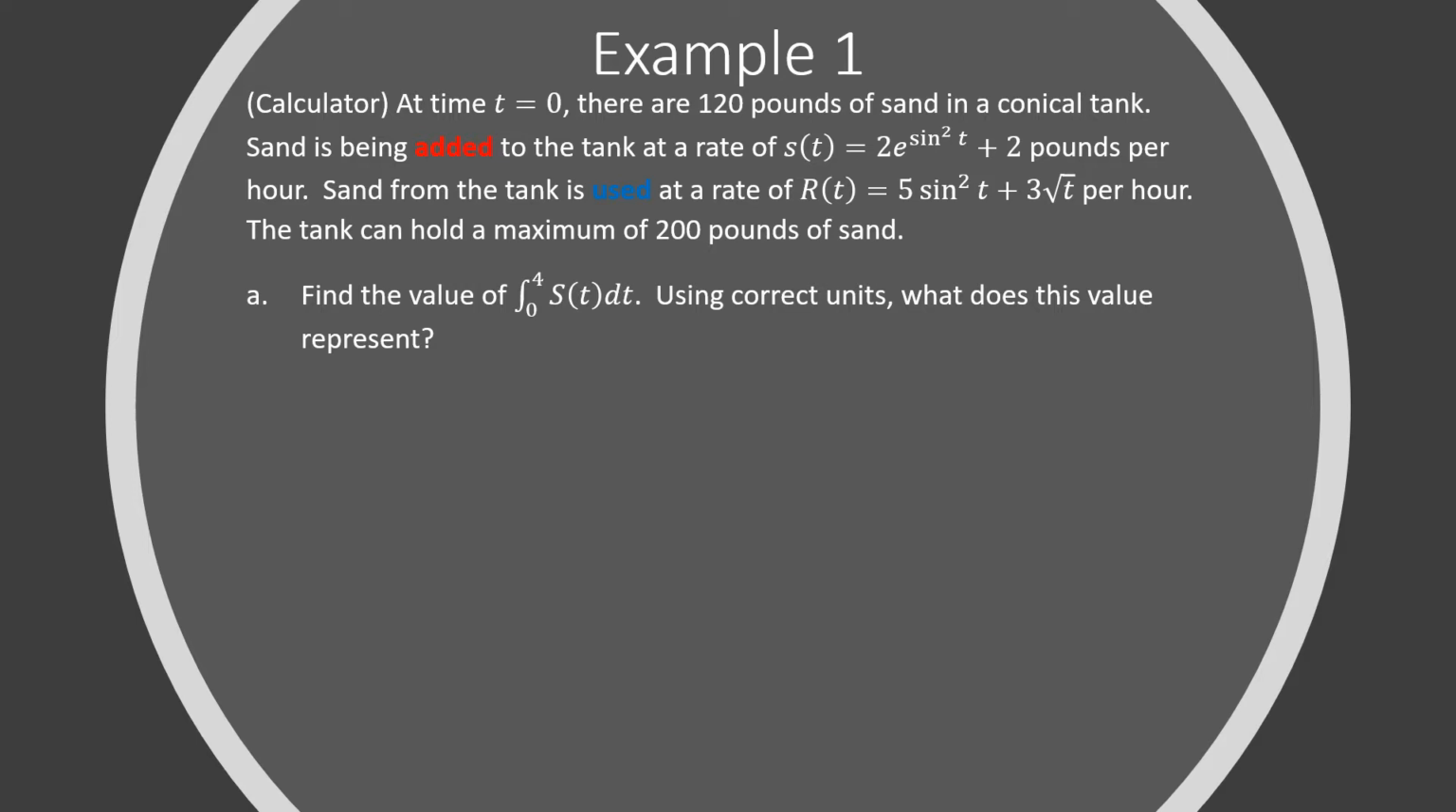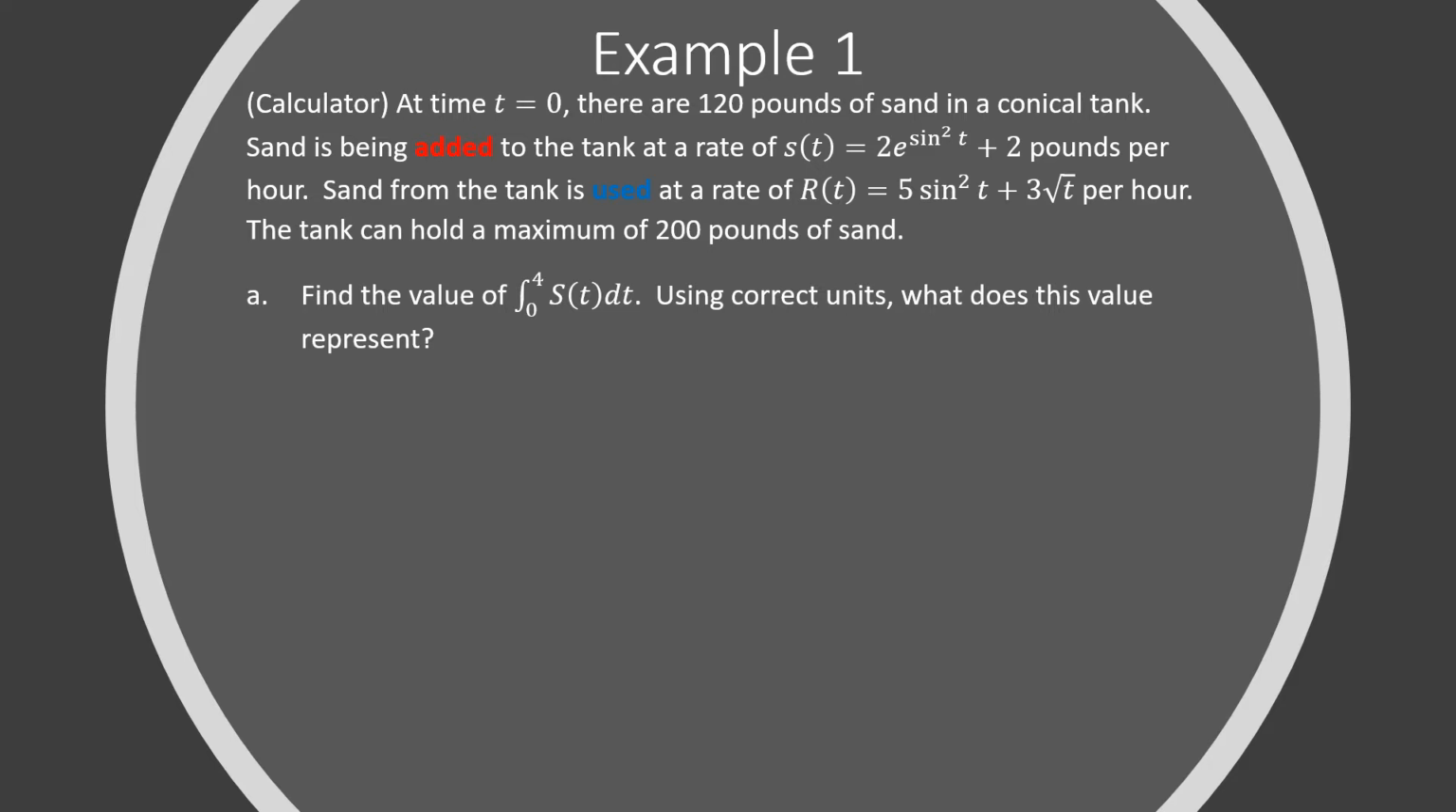Sand is being used or taken out of the tank at a rate of r of t equals 5 sine squared t plus 3 root t per hour. The tank can hold a maximum of 200 pounds of sand. So part A says find the value of the integral from 0 to 4 of S of t dt. Using correct units, what does this represent?